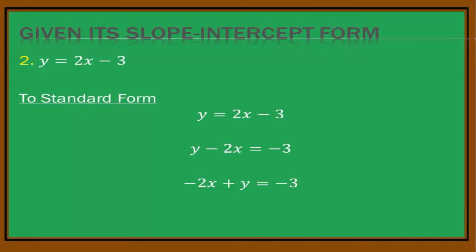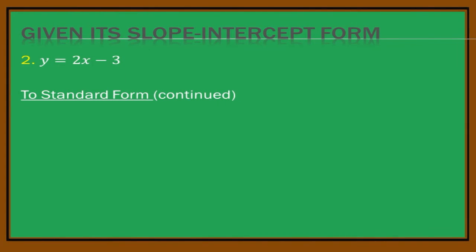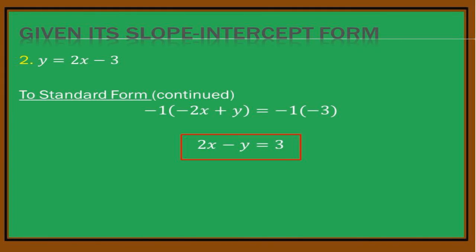But since we are restricted to have a negative on the numerical coefficient of x, we will multiply both sides of the equation by negative 1, obtaining 2x minus y equals positive 3, and that is the standard form of the equation of the line.